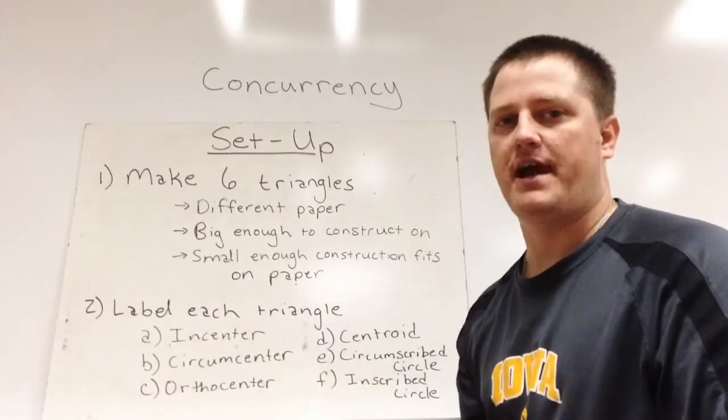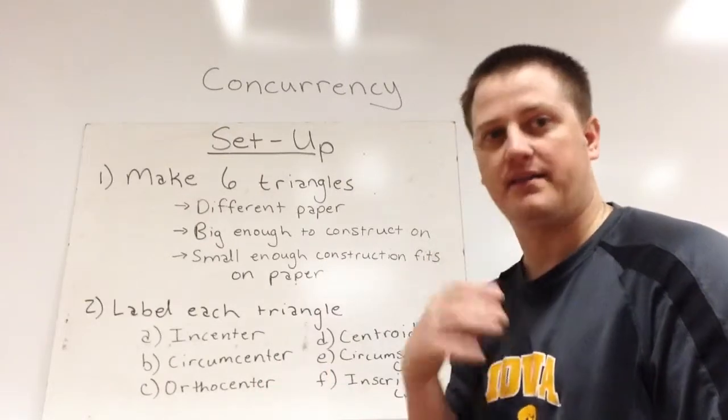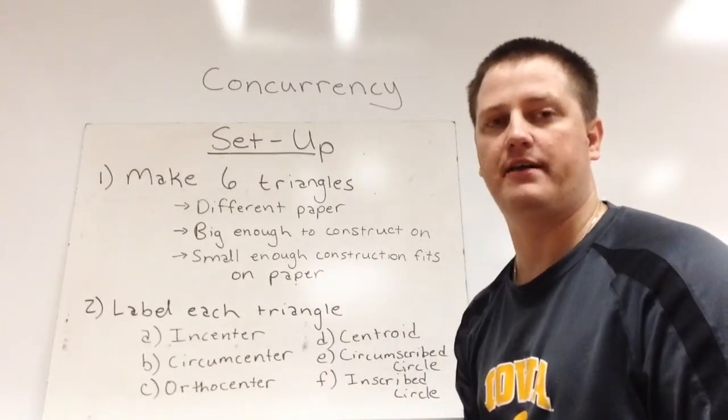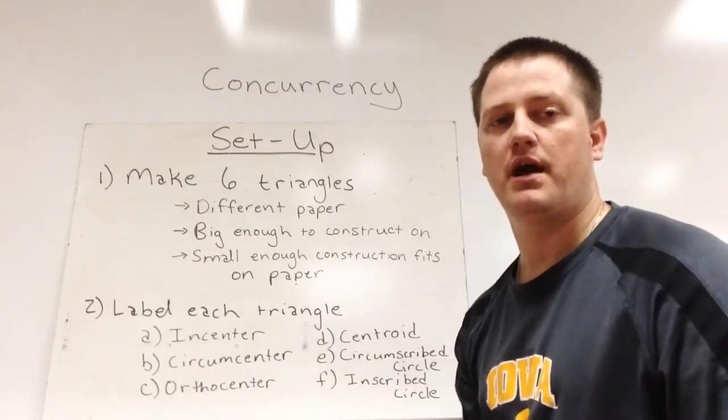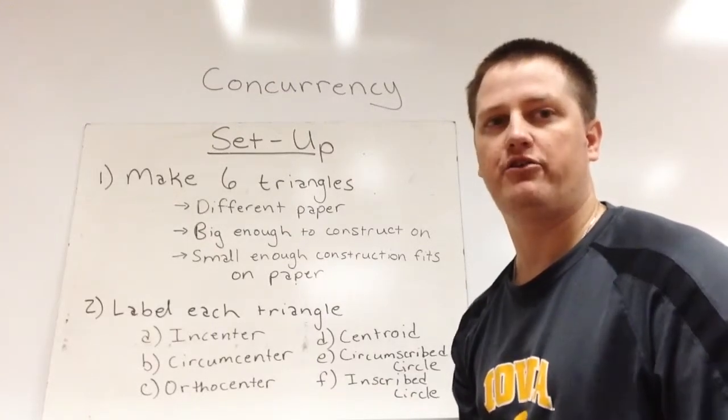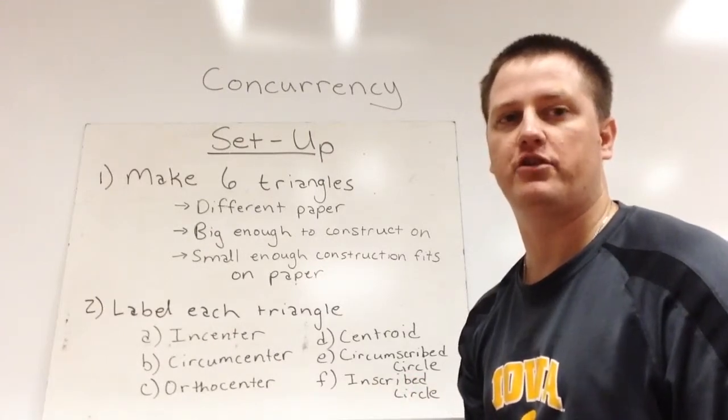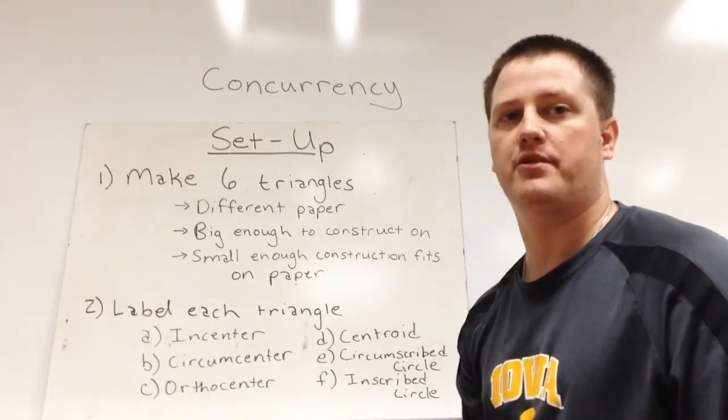The next thing, after you have all 6 of them created, by the way, it doesn't matter what type of triangle you create. You can create obtuse, acute, right triangles. In fact, it might even be beneficial to do some of each.